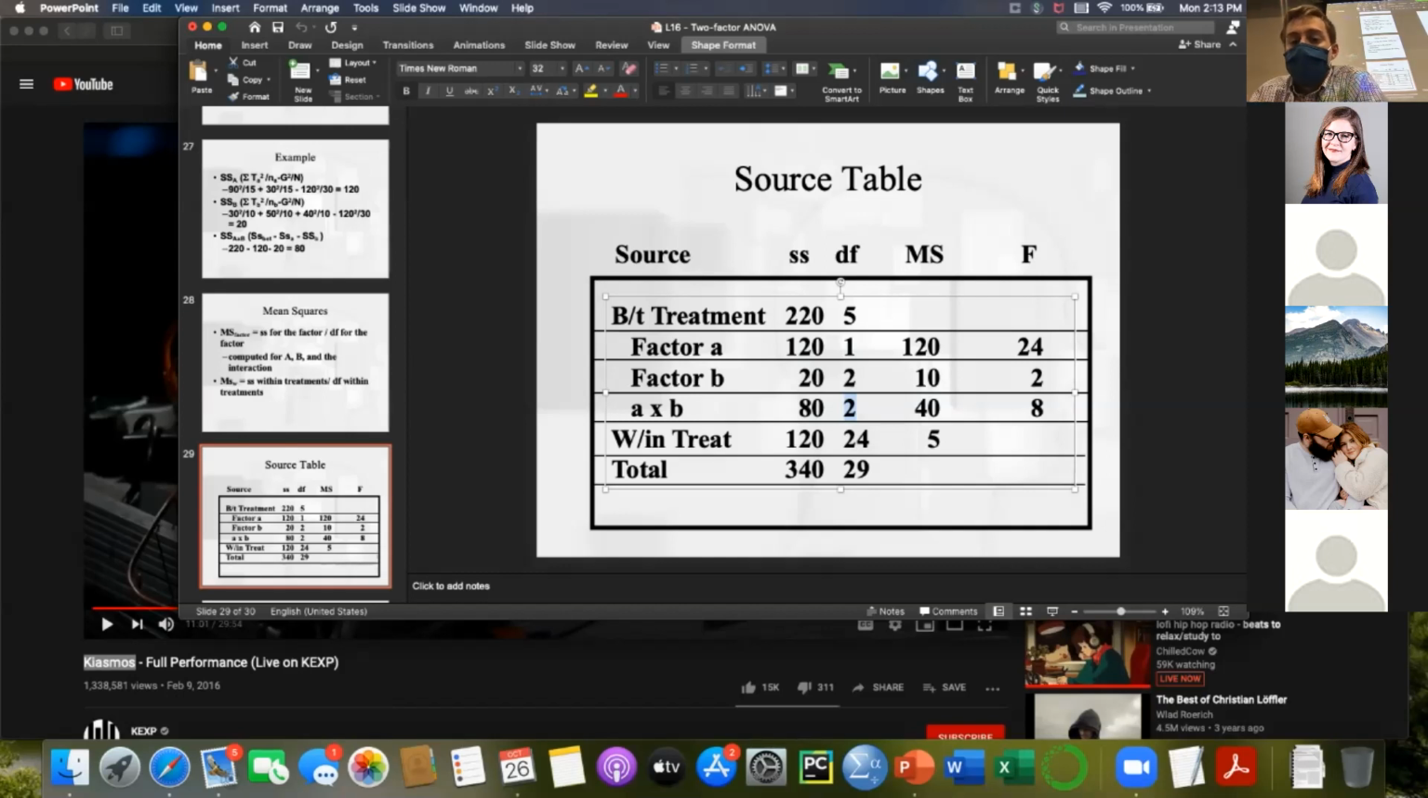So the F ratios are going to be a function of whatever factor we're interested in, that mean squares always divided by mean squares within treatments. So F for factor A is going to be mean squares factor A divided by mean squares within treatment. So 120 divided by 5 gives us 24. Our F for factor B is mean squares factor B divided by within treatment. So 10 divided by 5, 2. Make sense?